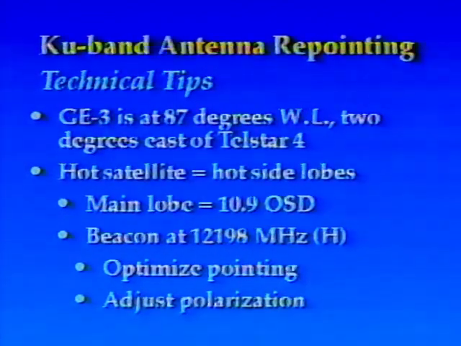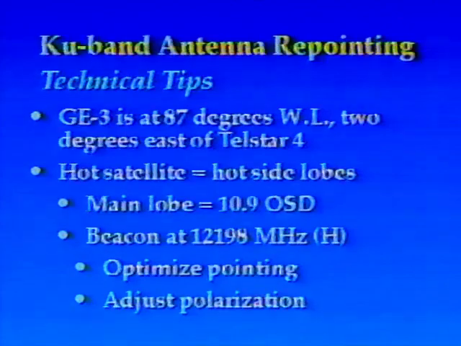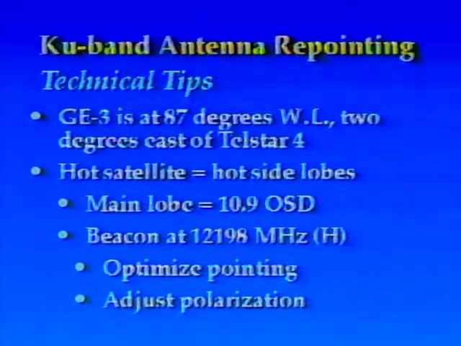GE3, this is pretty obvious. GE3 is at 87 degrees west longitude. It's 2 degrees east of Telstar 4, slightly lower elevation. It is a very hot satellite, as Bill Hall told you last time, has hot side lobes. You will want to go for a main lobe OSD reading on your Digicipher IRD of 10.9. If you're not at 10.9, you're probably not on the main lobe.